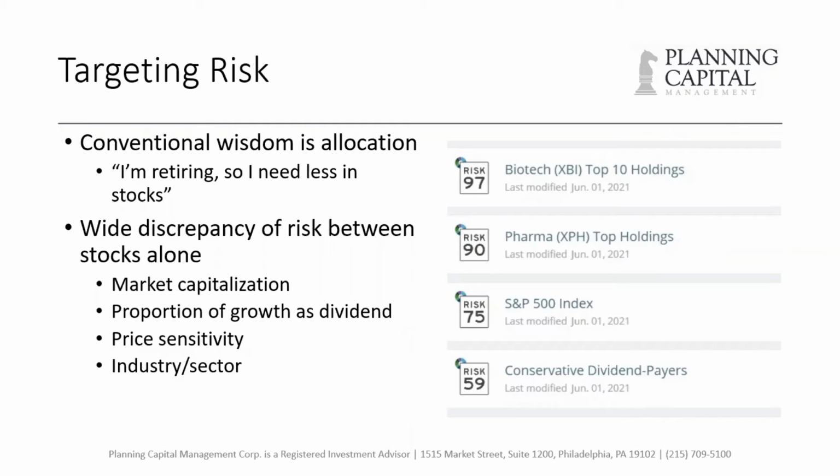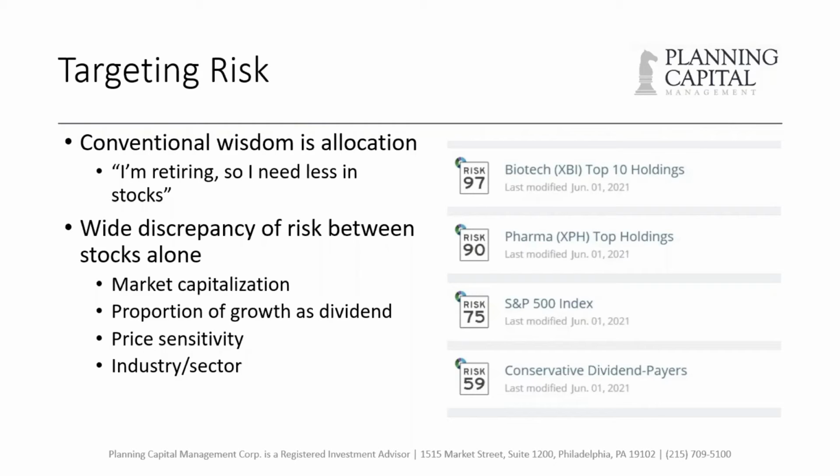This is going to be due to multiple factors, for all of these different examples. It could be based on market capitalization. Biotech companies tend to be smaller. The S&P 500 is obviously the 500 largest, a market cap weighted index. Another factor is the proportion of growth from dividends. Typically, the larger the amount of growth coming from dividends, the more conservative the stock is considered to be.